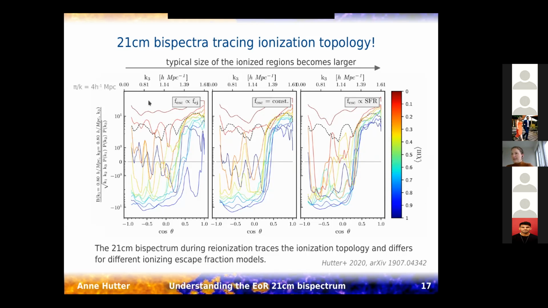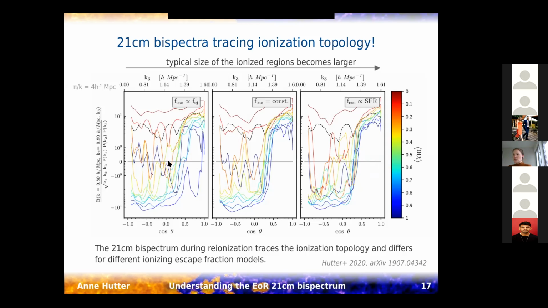And here, the left panel shows you the results if you have rather smaller ionized and neutral regions. And as you go towards the right-hand panel, the typical size of your ionized and neutral regions will become larger. What you can directly see is that if we have larger ionized and neutral regions, then throughout a larger range of average neutral hydrogen fractions, the bispectrum will change its sign at pretty much a similar triangle configuration.